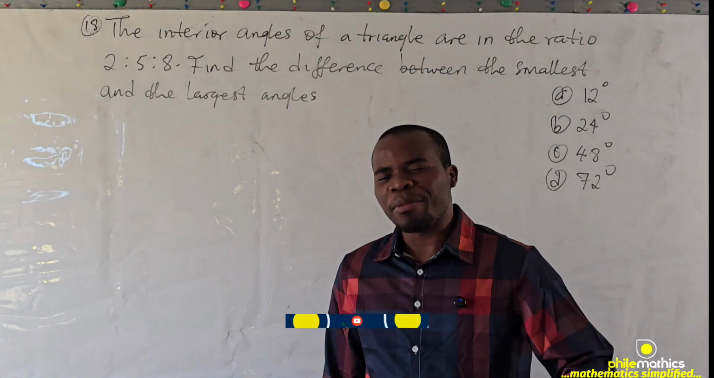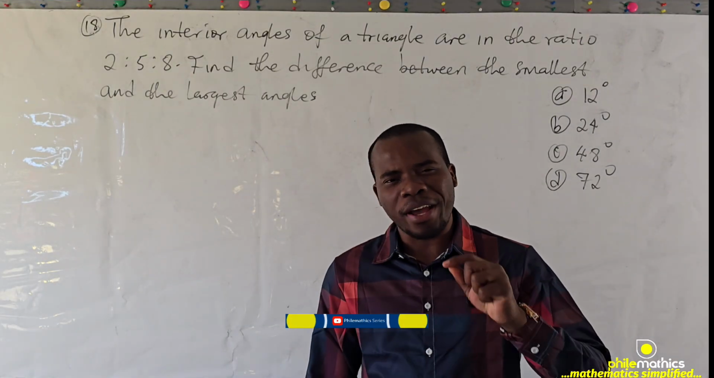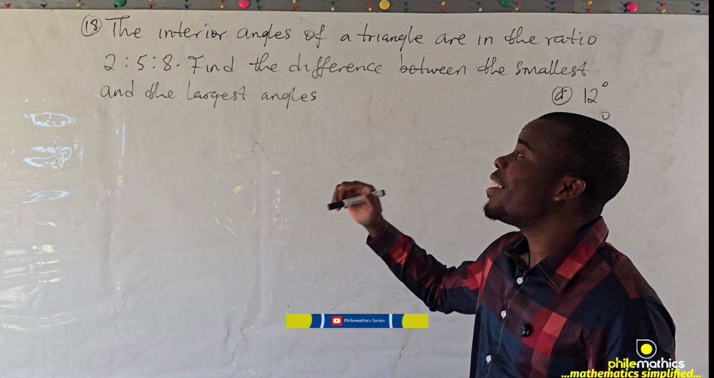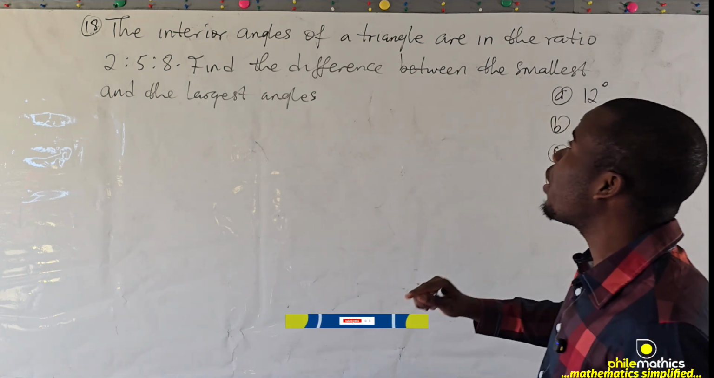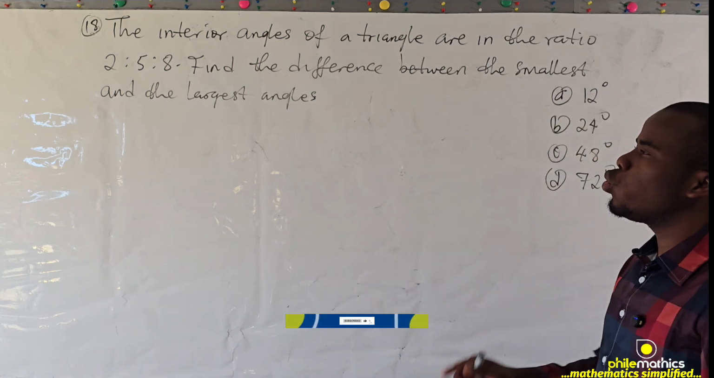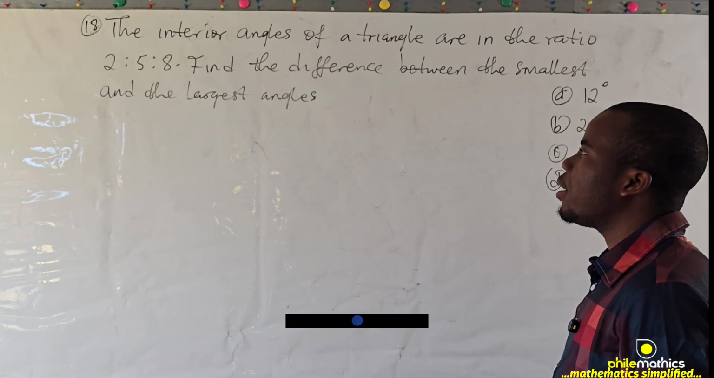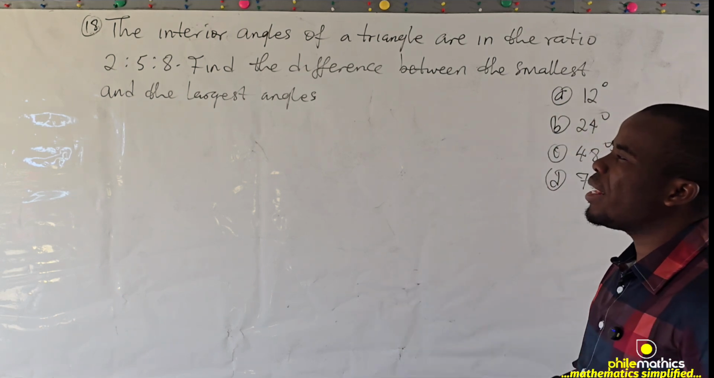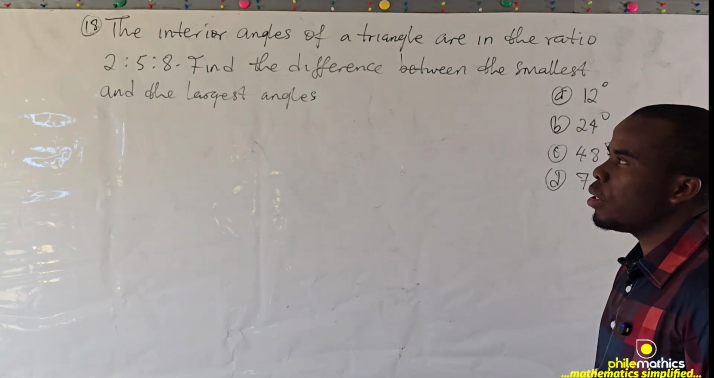The 18th problem of 2025 WAEC Mathematics OBJ says the interior angles of a triangle are in a ratio 2:5:8. Find the difference between the smallest and the largest angles.